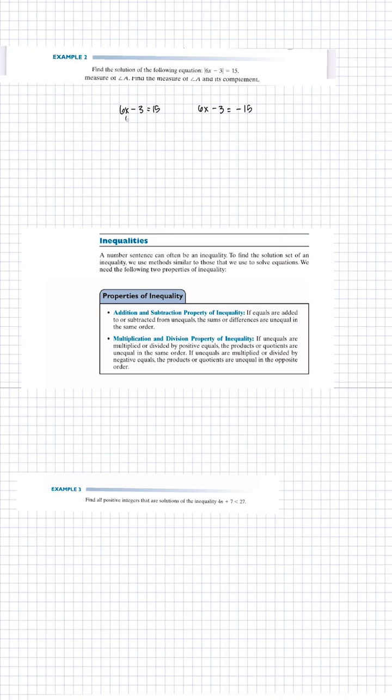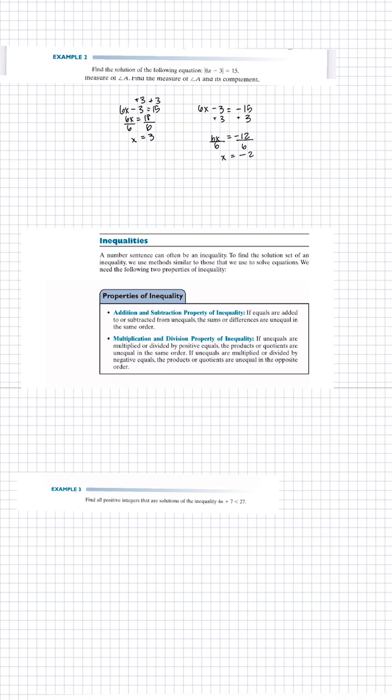For one side, we're going to be doing 6x, and we're going to be adding 3 to both sides. 6x equals 18, and then we're going to divide both sides by 6, so x equals 3. Now we're going to do the same thing for the other side. We're going to add 3 to both sides again. This equals negative 12 instead of 18 because 15 is negative in this scenario. And then we're going to divide both sides by 6, and x equals negative 2.